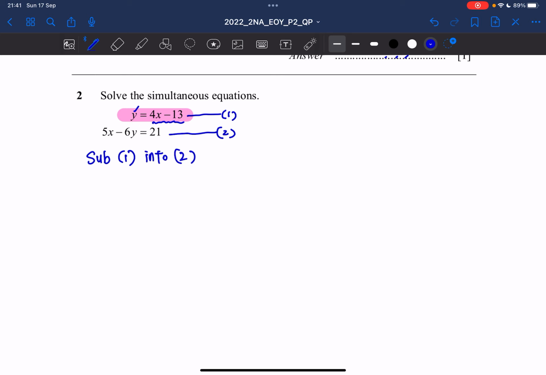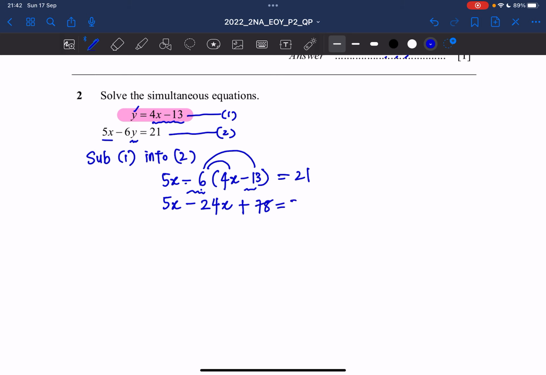So when this happens, 5x will remain the same. Minus 6. Now there's a y here, so we replace it with 4x minus 13 equals to 21. Then from here, 5x minus, we just open up our bracket. This is negative 6 times 4x, so it's negative 24x. This is negative 6 times negative 13, so negative is plus. When you use the calculator, 6 times 13 is equals to 78. So plus 78 equals to 21.